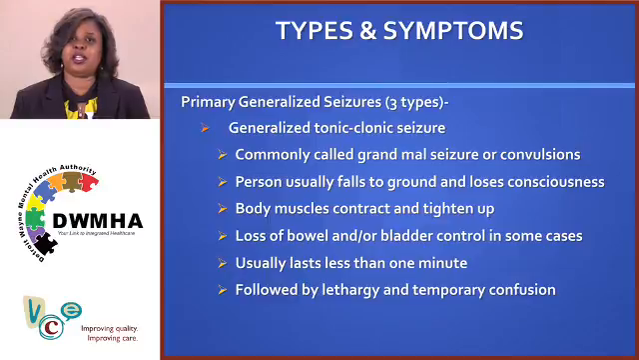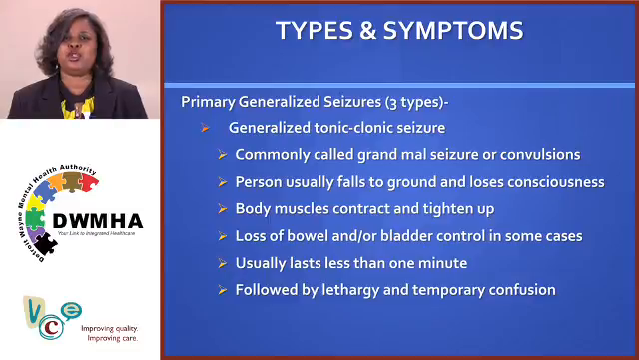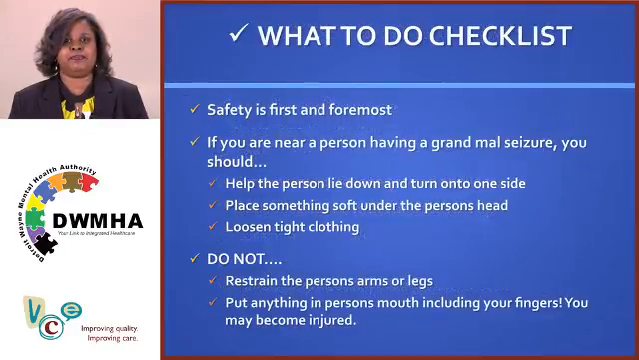The first, generalized tonic-clonic seizures, commonly known as grand mal seizures or convulsions. Usually the person falls to the ground and loses consciousness. Body muscles contract and tighten, with loss of bowel or bladder control in some cases. Usually the grand mal seizure lasts less than 1 minute, followed by lethargy and temporary confusion.